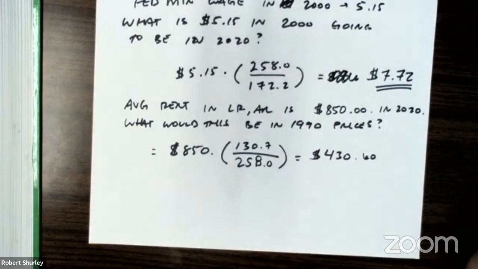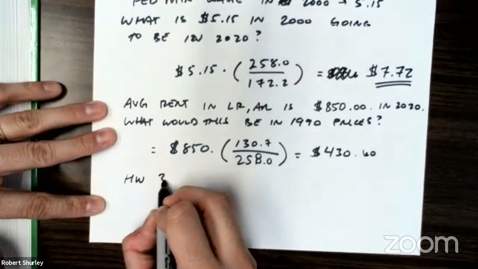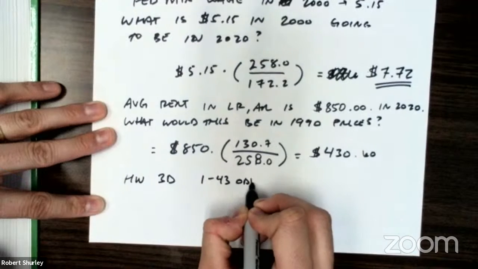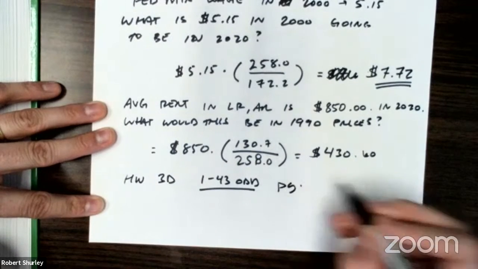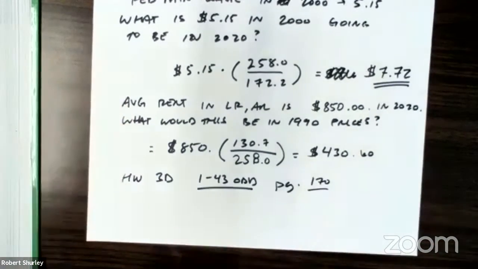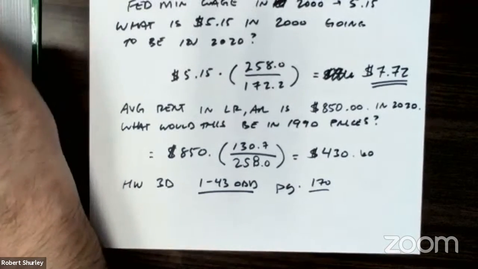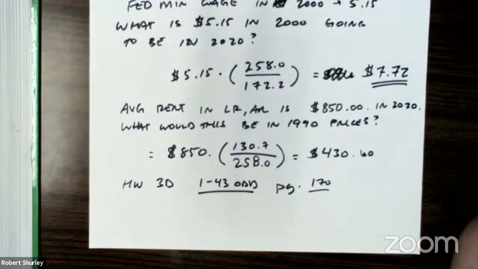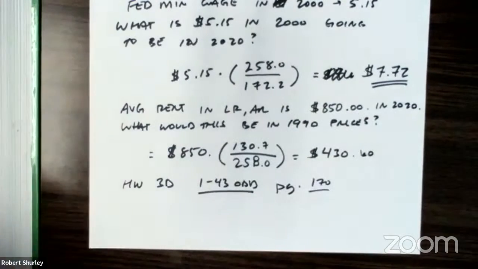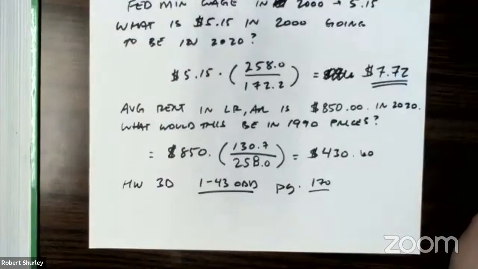Okay, so for homework in this section, for 3D, we're looking at 1 through 43 odd. That starts not on page 169, but on page 170. It starts on page 170. Questions about this? You guys that are in the class, do you have any questions about these?